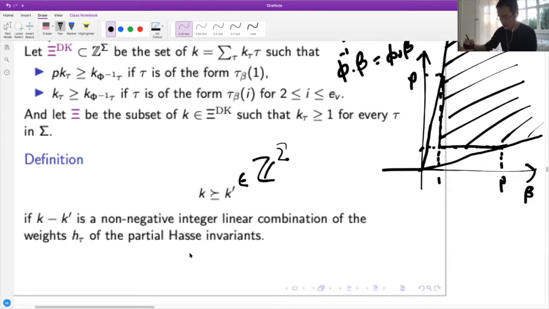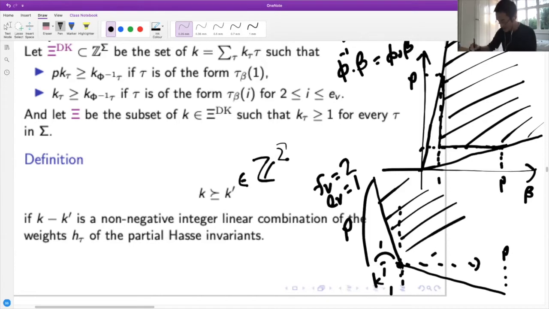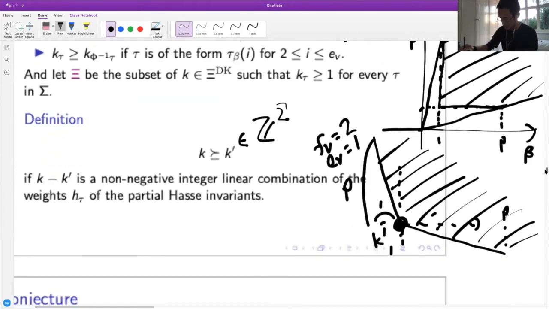So that means that, if I want to draw a picture, again with my f_B equals 2, e_B equals 1 case, if my K prime is here, so this will be the (1, P), and this will be the (P, 1), then K would live in any of the region here, which is a wider region than this C that I defined, and I'm going to come to that issue in a minute.